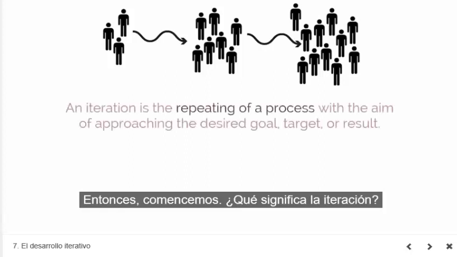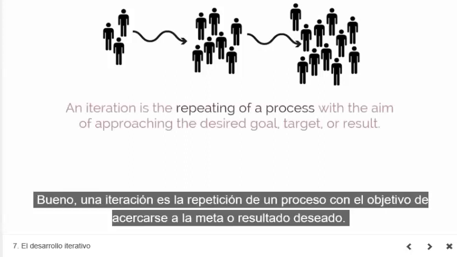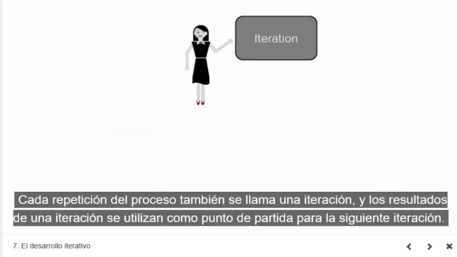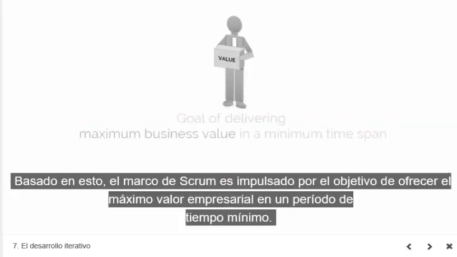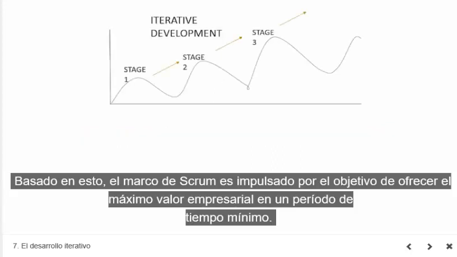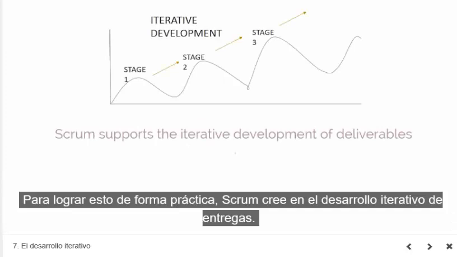Well, an iteration is the repeating of a process with the aim of approaching the desired goal, target, or result. Each repetition of the process is also called an iteration, and the results of one iteration are used as a starting point for the next iteration. Going by this, the Scrum framework is driven by the goal of delivering maximum business value in a minimum time span. To achieve this practically, Scrum supports the iterative development of deliverables.